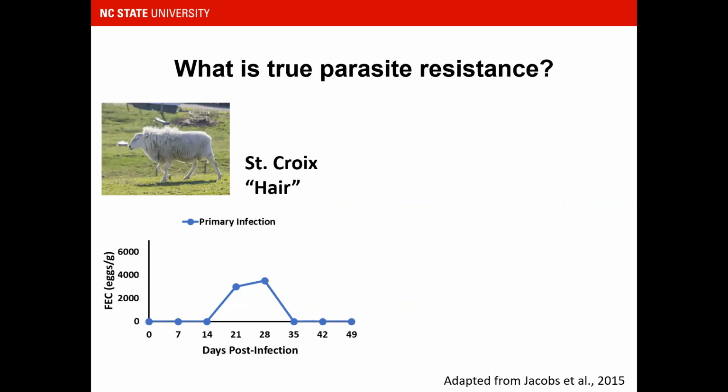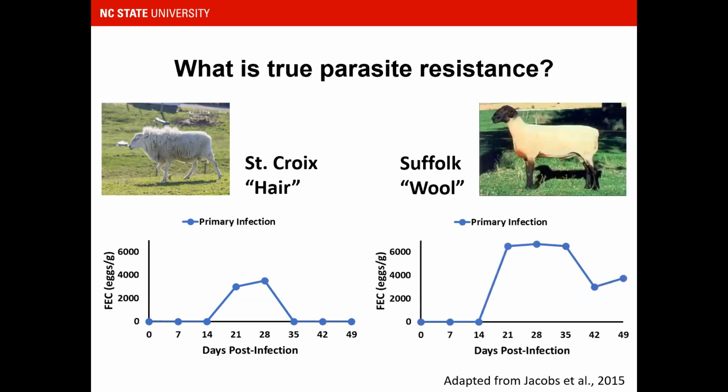sheep have never seen a parasite before, Haemonchus before, and then we give them what's called a primary infection. So we artificially dose them with larvae. They've never seen the worm before. This is their first response to it. And even the St. Croix that we would describe as parasite resistant do get a fecal egg count. But by 5 weeks post-infection, they're able to clear that infection on their own and maintain a 0 fecal egg count.